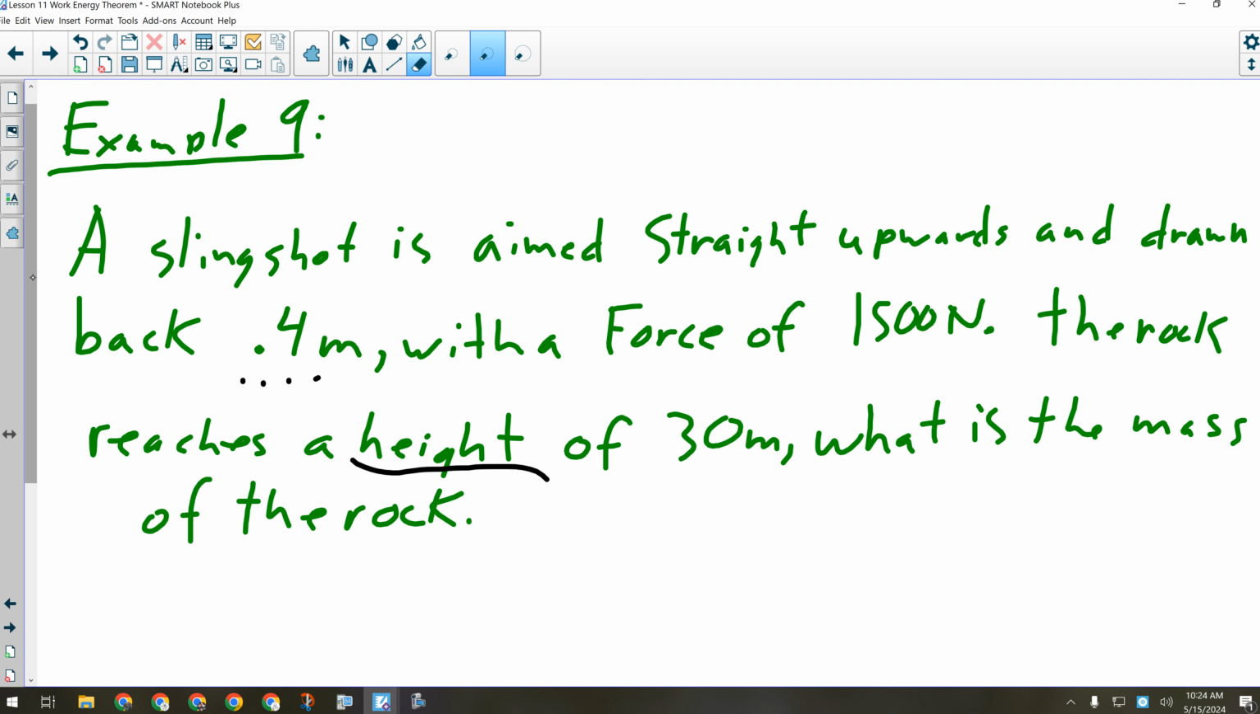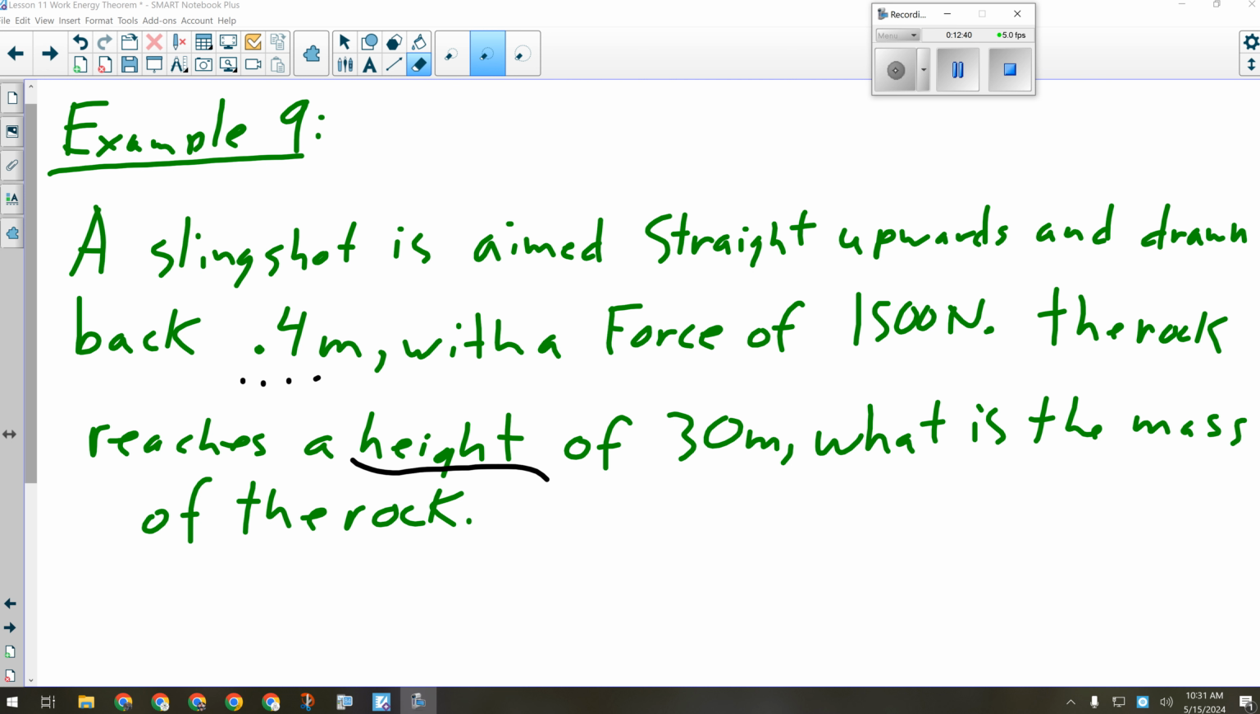Now remember, this person is lying on the ground. What is the initial height? 0. The initial height in this question is 0. That's why I'm telling you the person's lying on the ground and aiming the slingshot straight up. That's one of those contextual clues that we've been talking about.